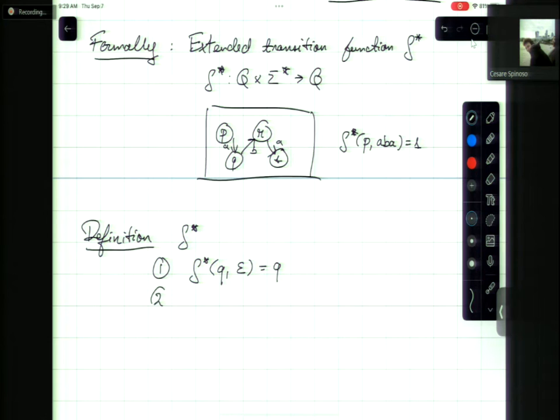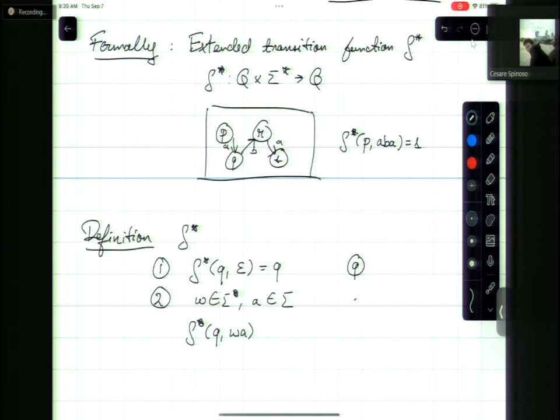The recursive case is what happens when I have a string W and a symbol A, and I'm at state Q and I'm reading WA, right? So the intuition here is, for the base case, I was at Q and I was reading the empty string, so I would just stay at Q.